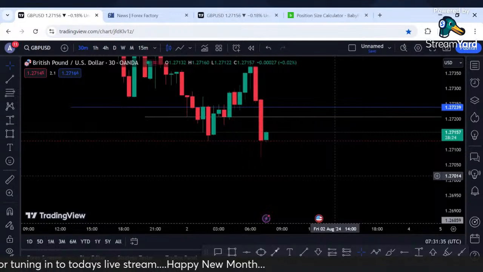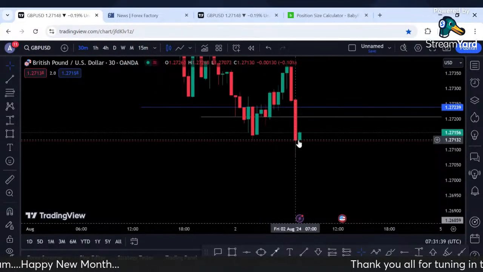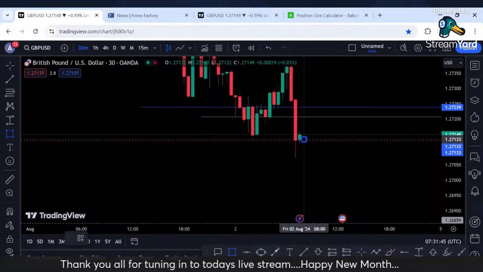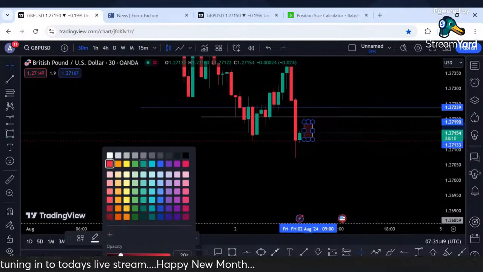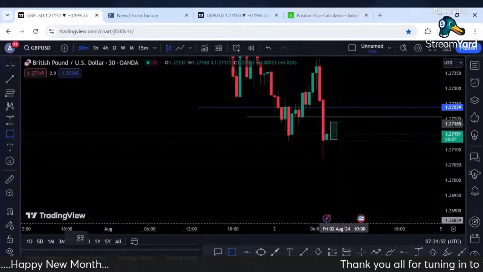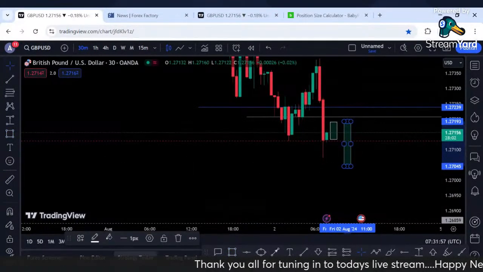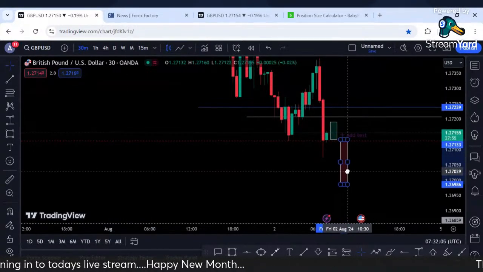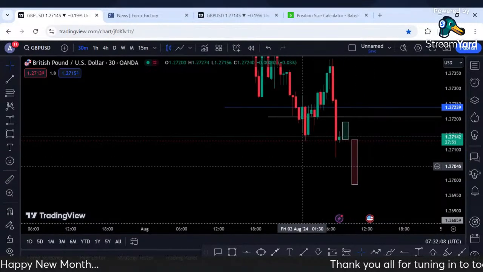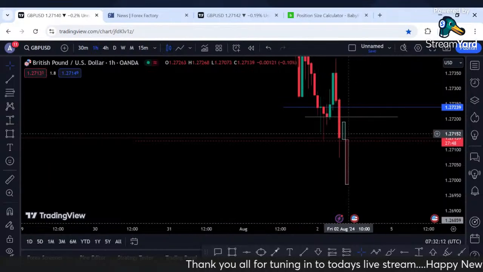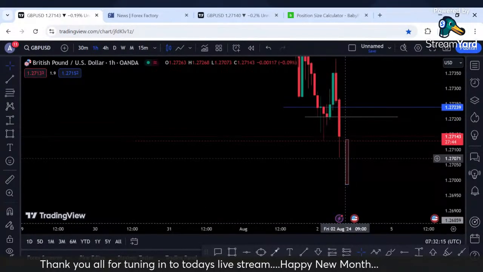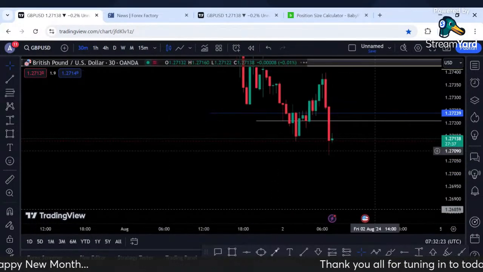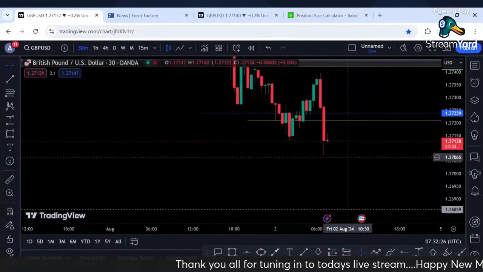So this is what you are going to do: if the 30-minute candle maybe opens bullish, and the next candle flips bearish, maybe we can capitalize on that. But until then, there's no entry for me.